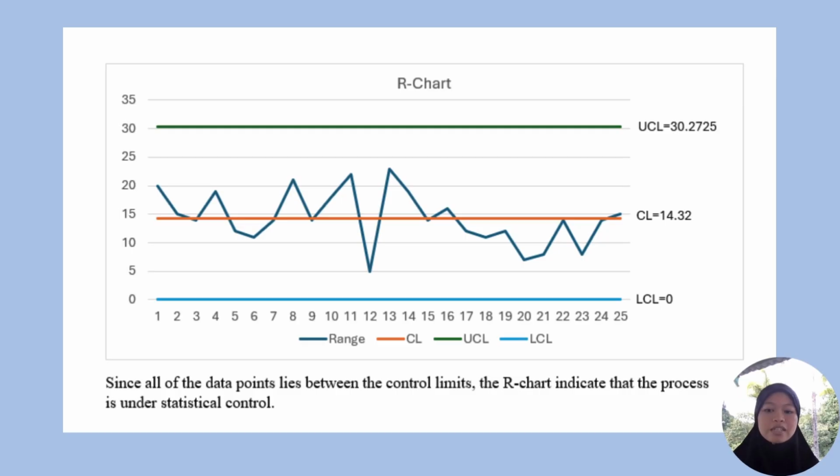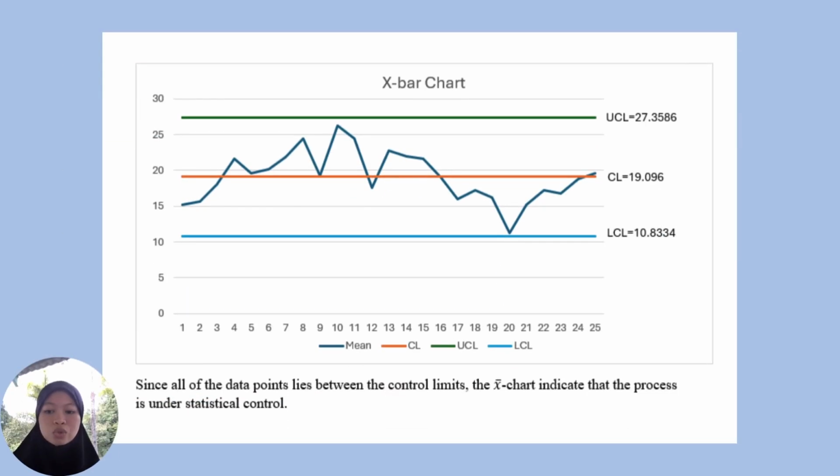The second chart is the R chart. This chart confirms the consistency. On the R chart, sample 12 shows the lowest variation and sample 3 is the highest variation. Since all of the data points lie between the control limits, the R chart indicates the process is under statistical control. So this chart is similar to the previous chart. This data shows the process is in control, and since all of the data points lie between the control limits, the chart indicates that the process is under statistical control.